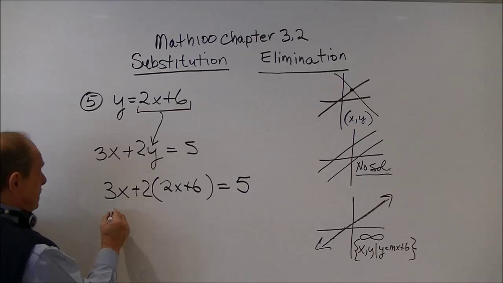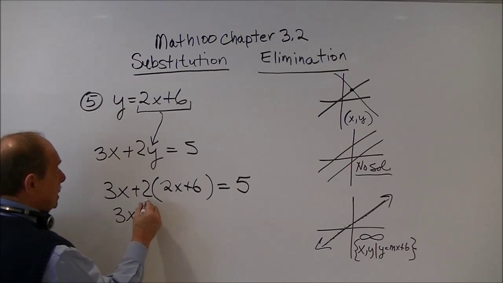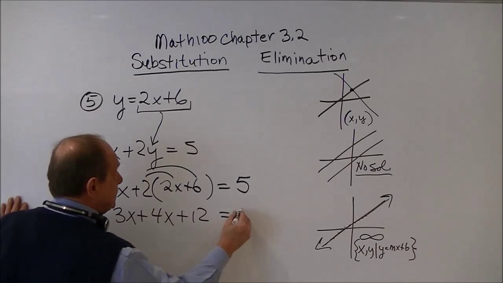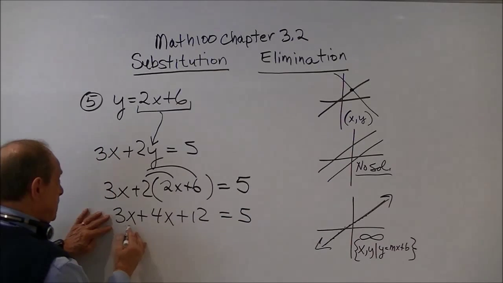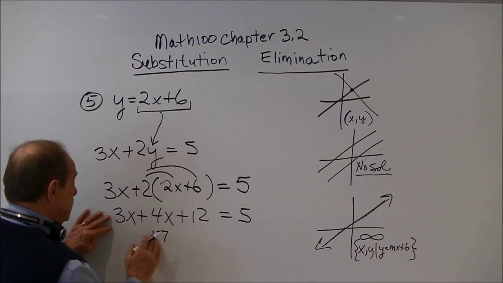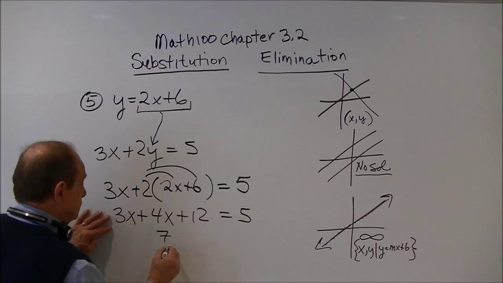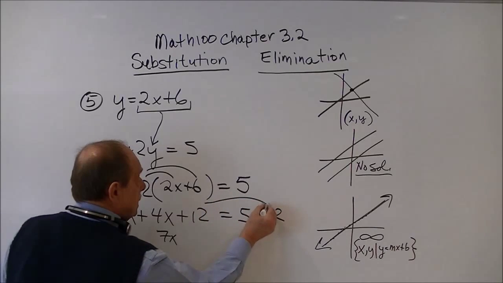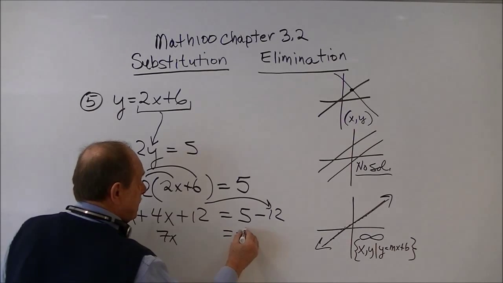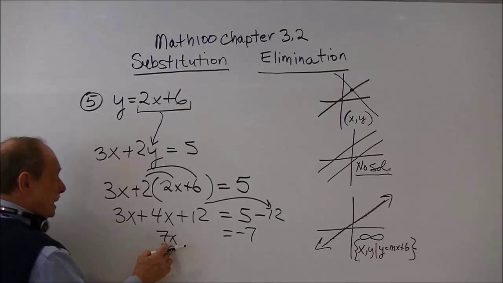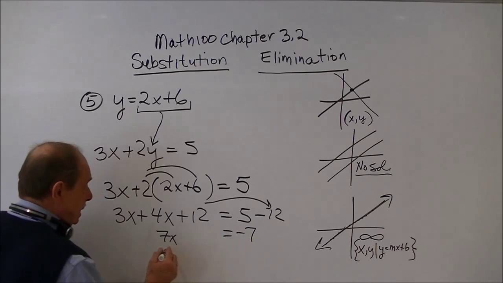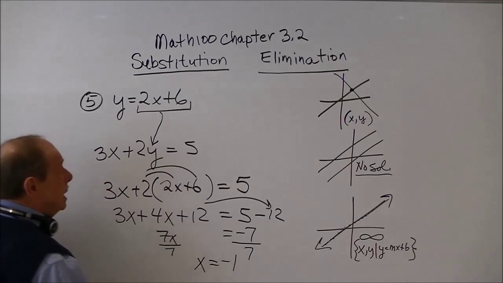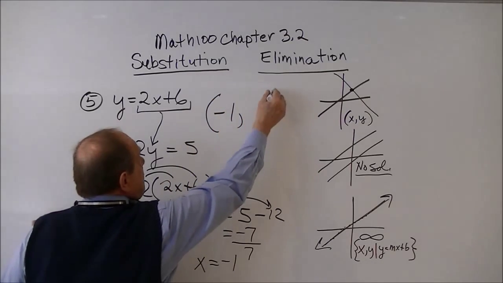So now I clear parentheses. This goes back to our chapter 1 work. Have to be careful of the signs. And then this gives me a 7x. And I bring my 12 over as a negative 12 on the other side, transpose, and that gives me a negative 7. So I have negative 7x equals negative 7. I'm going to divide both sides by 7. I get x equals negative 1. I now have one member of my ordered pair.